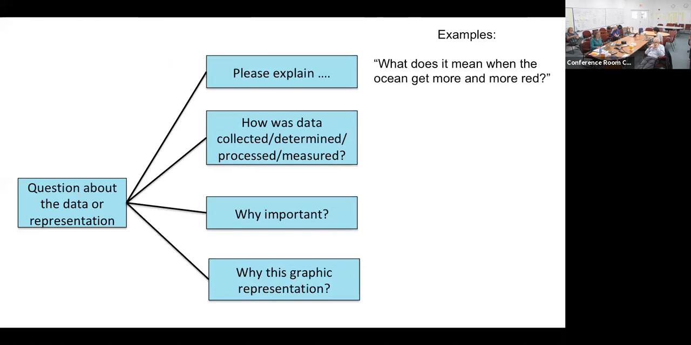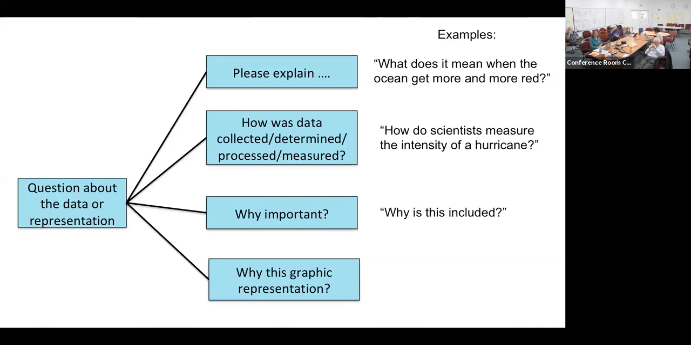After that comes a set of questions about how was the data collected, determined, or processed, or measured? How did those scientists get these numbers out of the real world? And then, having gotten those numbers out of the real world, what did they do with them? How did they process and manipulate them in order to make the visualization that I'm seeing in front of me? So, for example, how do scientists measure the intensity of a hurricane? Anything about how the data was collected, some things about the limitations of the data or the sensors would go in here.